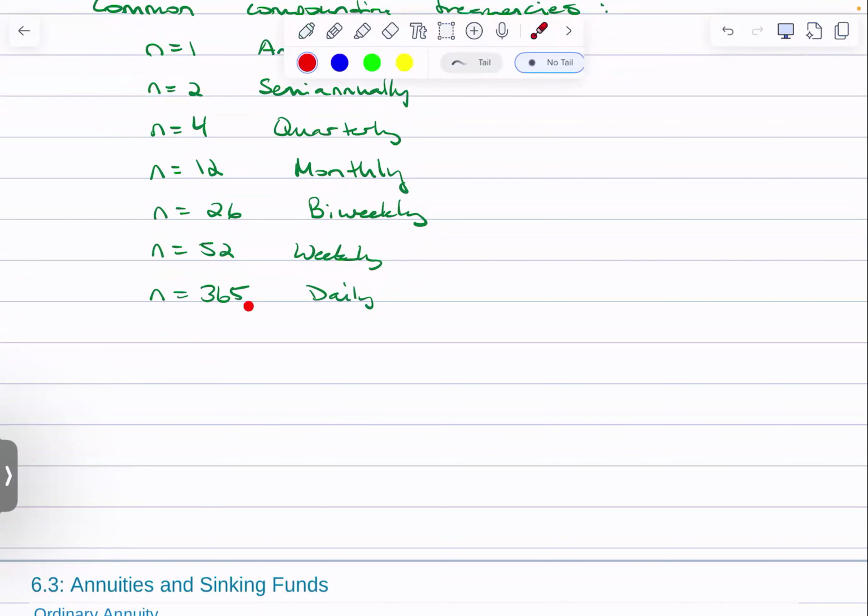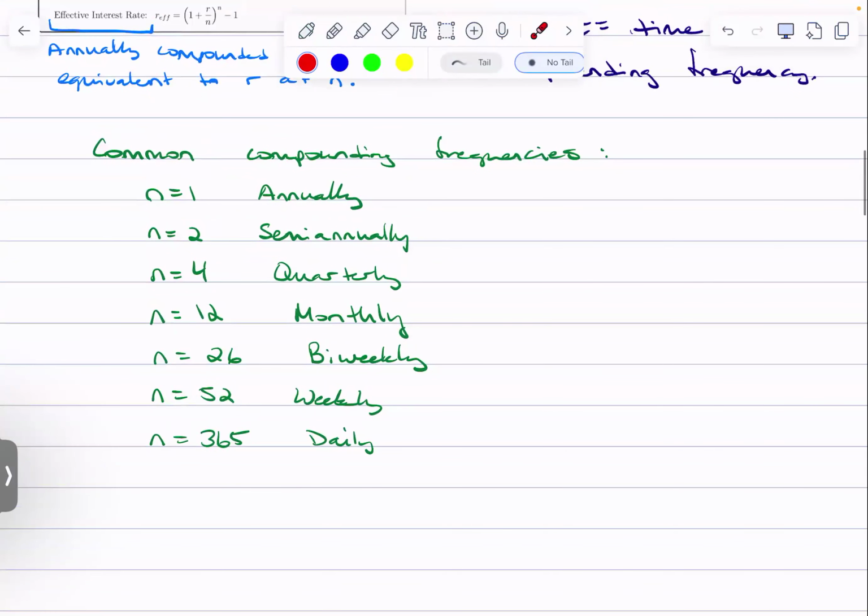We know that there could be more than 365 per year, but we just always use 365, right? If there's a leap year, we don't care. We just always use 365. You should remember these, but this isn't really math, is it? So if on the test you're unsure, just ask me.